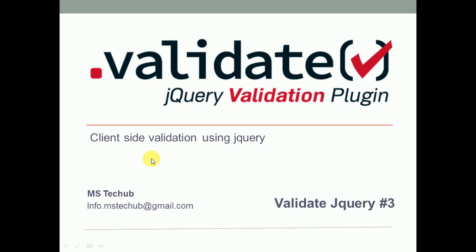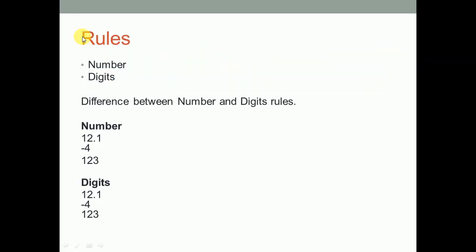This is the continuation of the validation series. In this video, we are going to discuss numbers and digits and the difference between the numbers and digits rules. And we will try to enter the boolean value, negative value and numbers in both the rules, numbers and digits.